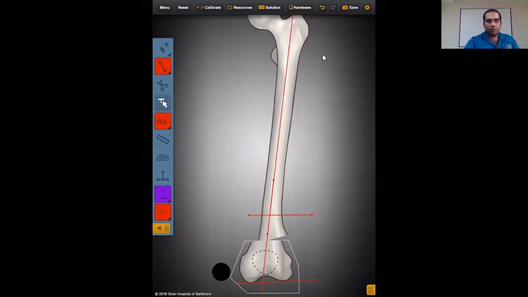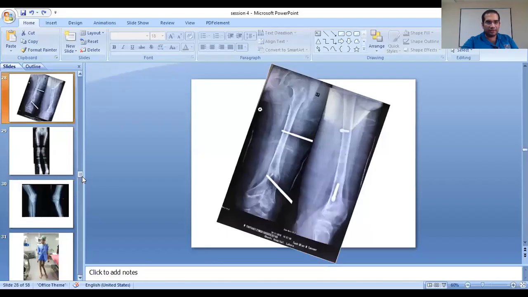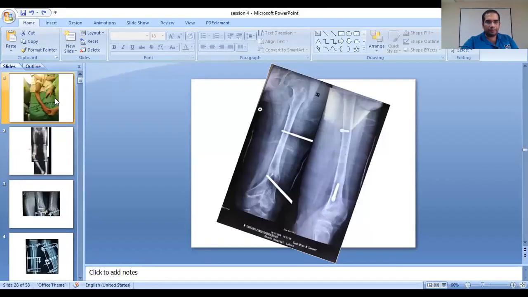So now I'm going to show you a few cases which will give you a better understanding of how deformity corrects. Satar, can you see the PowerPoint presentation? Yes, sir. Very clear.